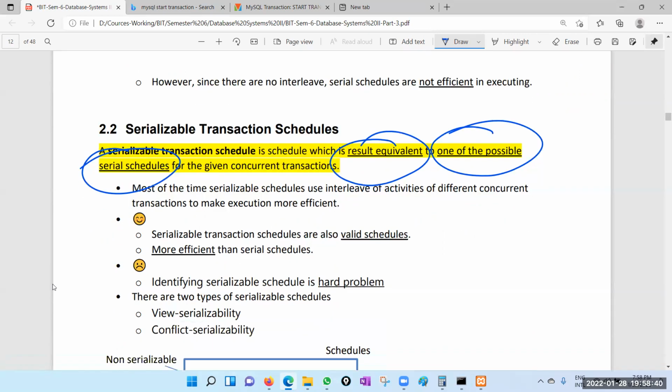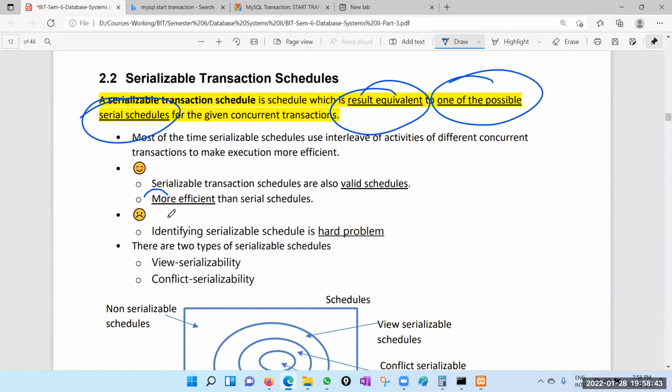And these schedules are definitely more efficient than serial schedules because we are mixing. But making these schedules is complicated, because we have to make those schedules on the fly, in real time. Okay? Right. So how do you create serializable schedules?